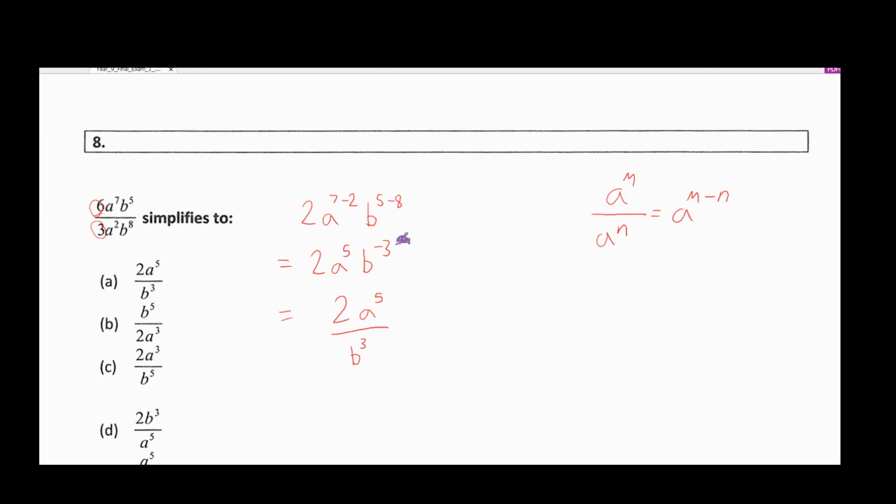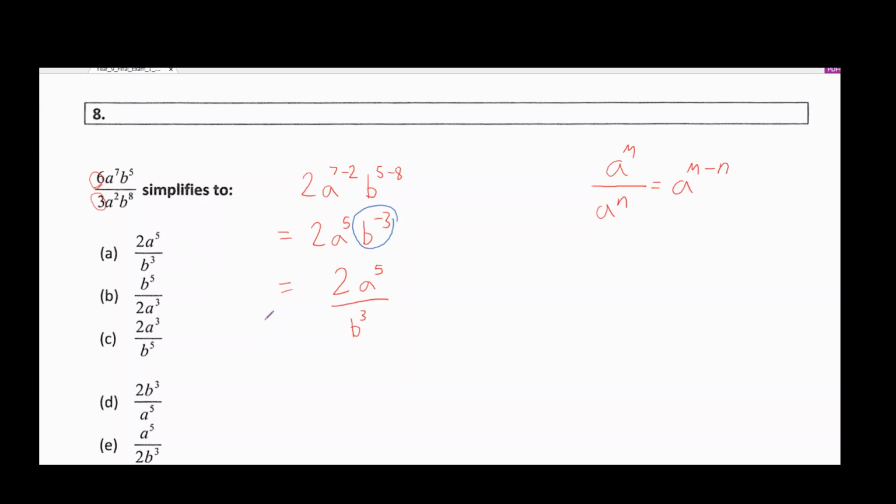So when we move this b to the minus 3 below the fraction, it becomes positive 3. Okay. So let's have a look at our options, and it's option A. All the other options are not correct. Option A.